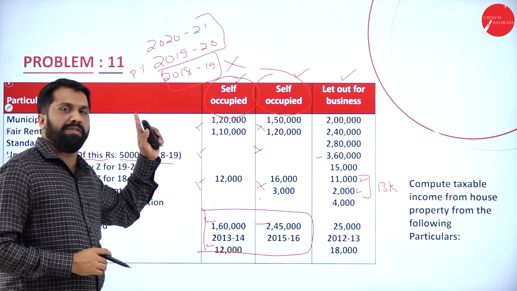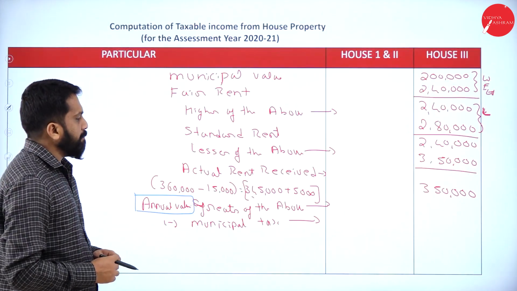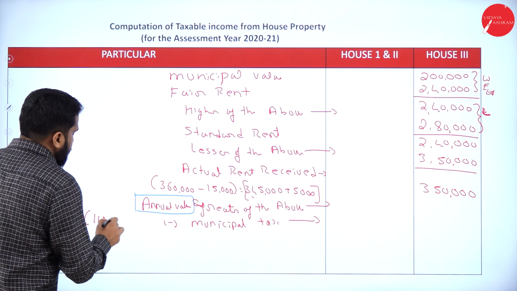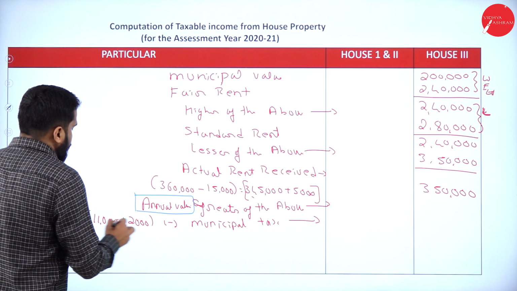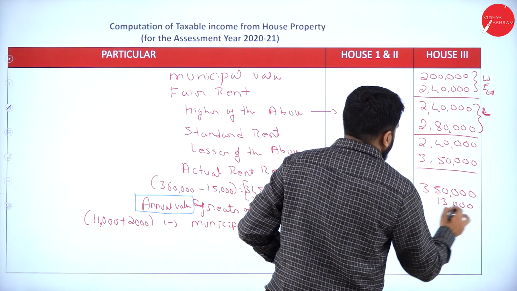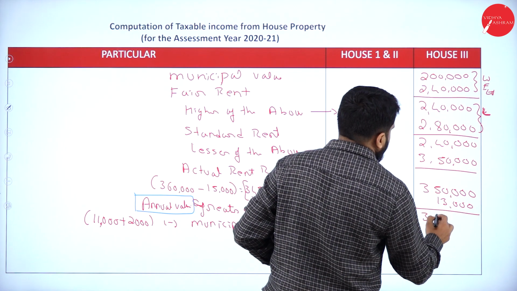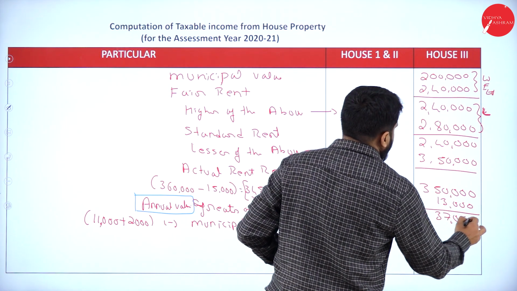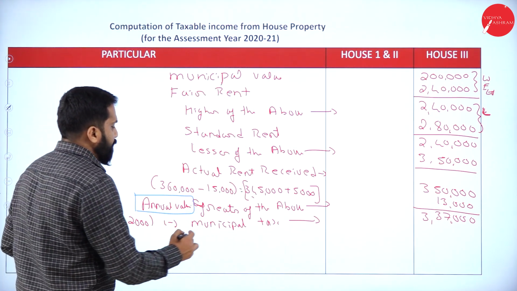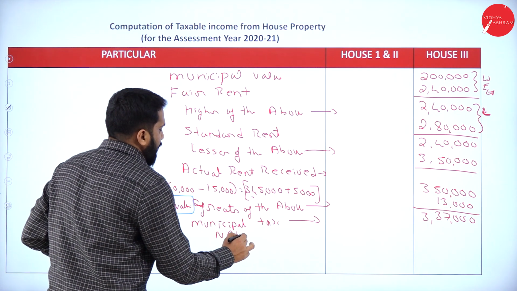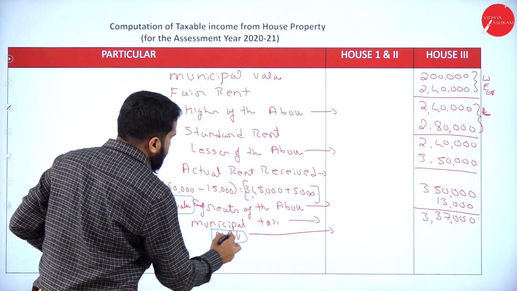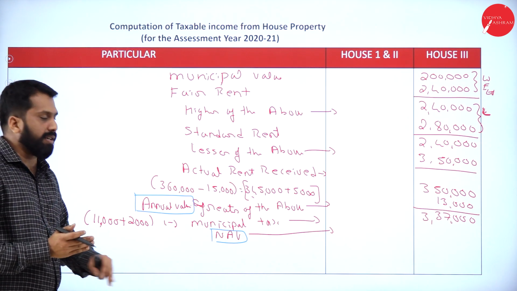You had not claimed it in the previous year. Now we are claiming that 2,000. So municipal tax, I'll show you the working note. 11,000 plus 2,000, the total is 13,000. So all put together, you will get around 3,37,000. What is this 3,37,000? We call it net annual value. Net annual value is 3,37,000. I don't have sufficient space here, so I'm just squeezing these things in.